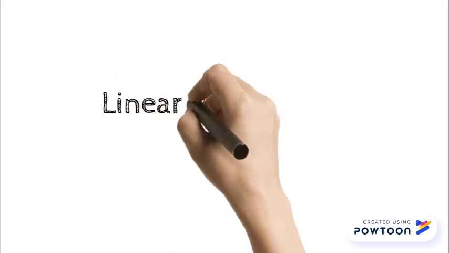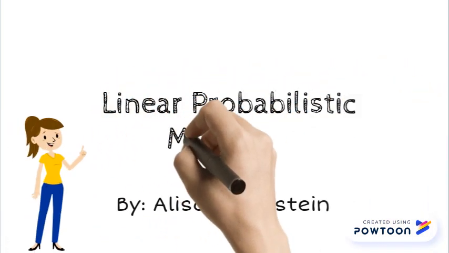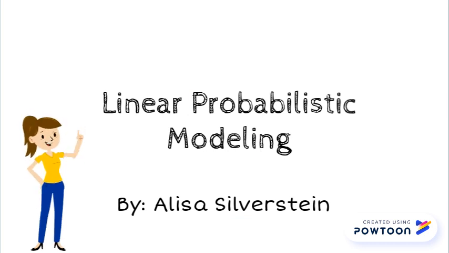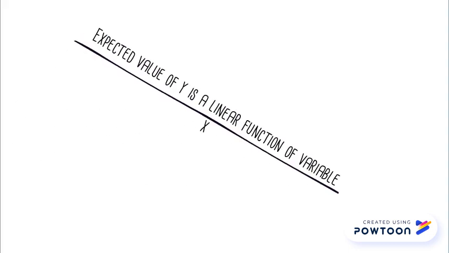Linear probabilistic modeling. This long tongue twister of sorts sounds scary, but in reality, it is a useful tool that helps approximate a linear distribution. The linear probabilistic model is a case of regression, where the expected value of y is a linear function of x, x being the variable we manipulate and y being the dependent variable.